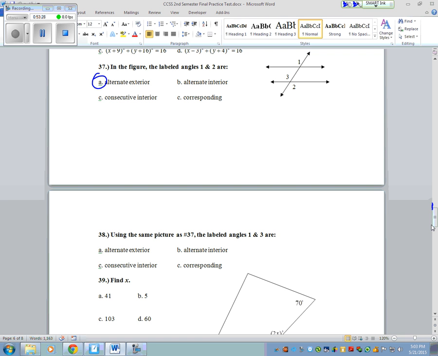38, same picture. What are 1 and 3? Do you recognize those? Well, they don't alternate. For alternate, they'd have to be on opposite sides of the transversal. Interior, they'd have to both be on the inside in between. It would be the corresponding. They are corresponding. They're in the same position. That's right.